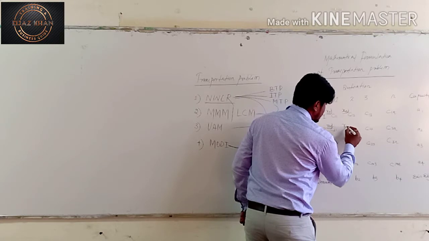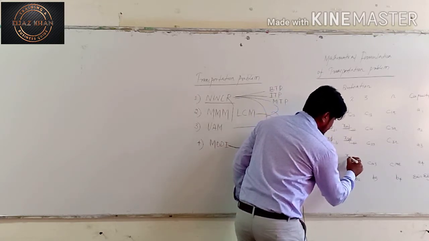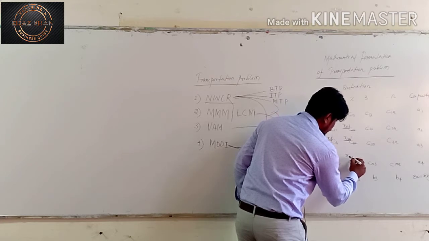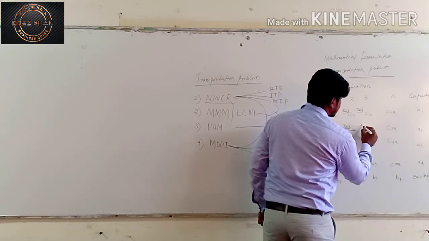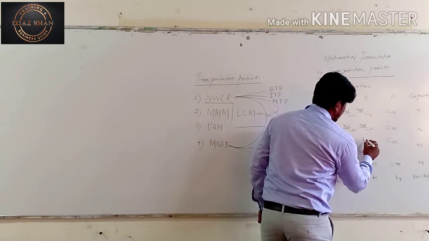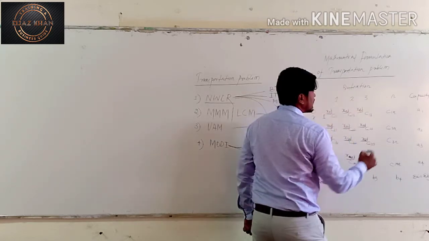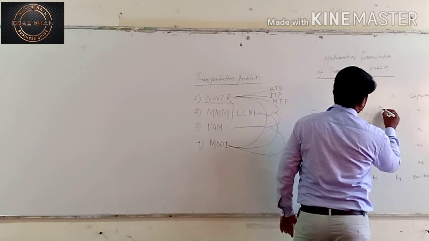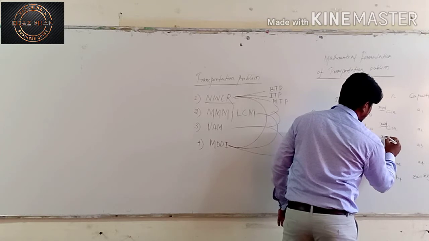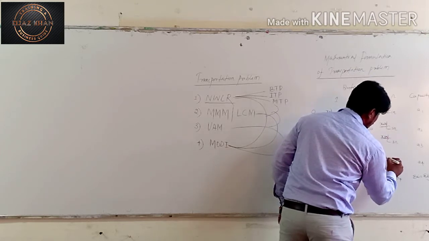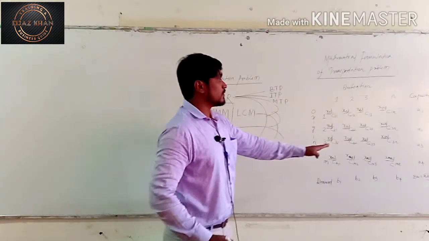X12, X22, X32, Xm2, right? Likewise X13, X23, X33, Xm3. Right? Likewise here X1n, X2n, X3n, Xmn. Right? So this is what I will tell you.